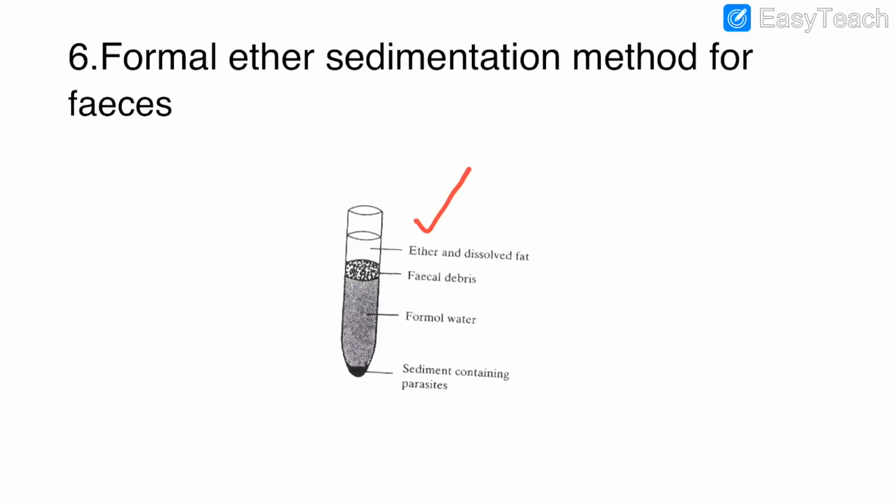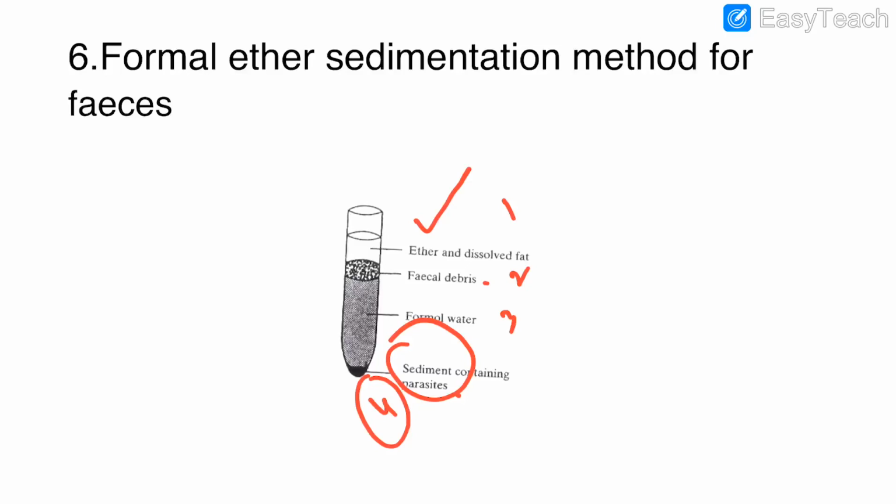The upper one is ether, then comes the fecal debris, then the formalin, and then sediments, and the ova is there. If you label it as this is 1, this is 2, this is 3, this is 4, the answer should be the sediment, from where you will have the eggs and all. So that's where the name also comes, the formal ether sedimentation method.